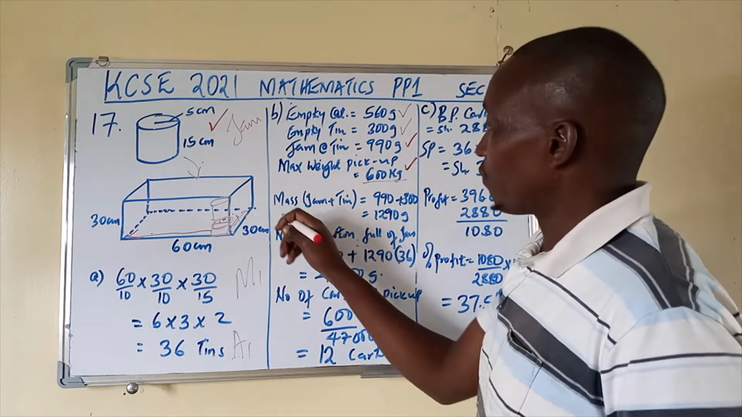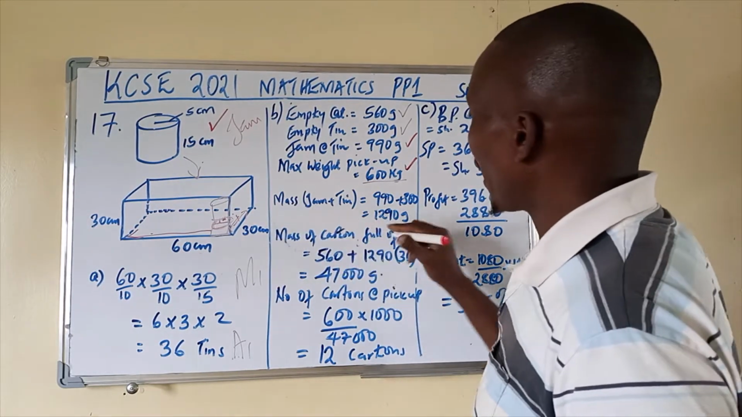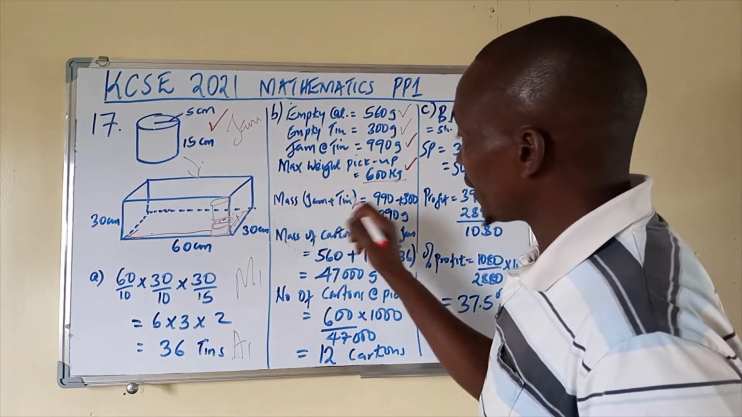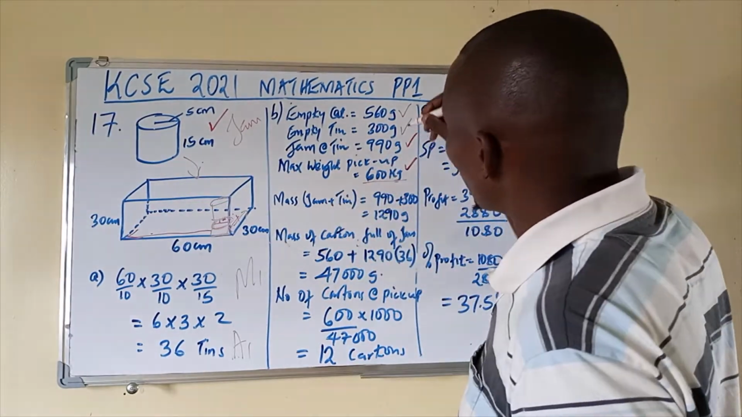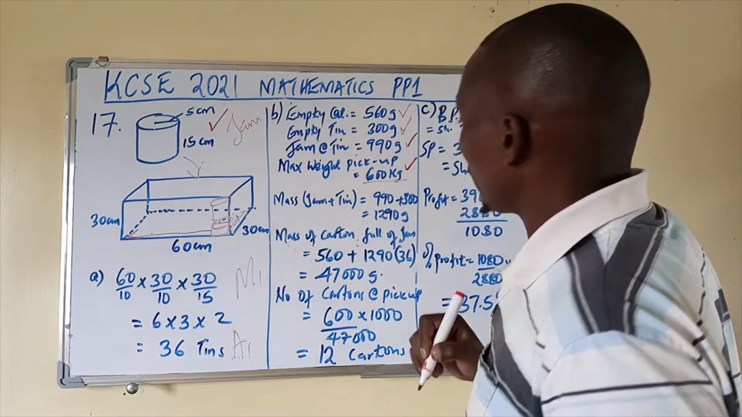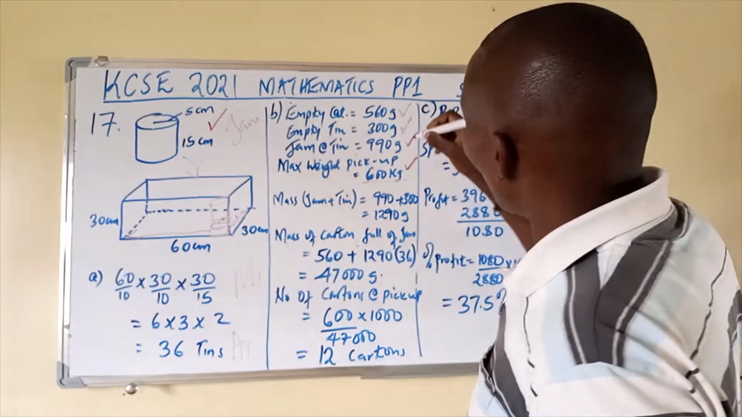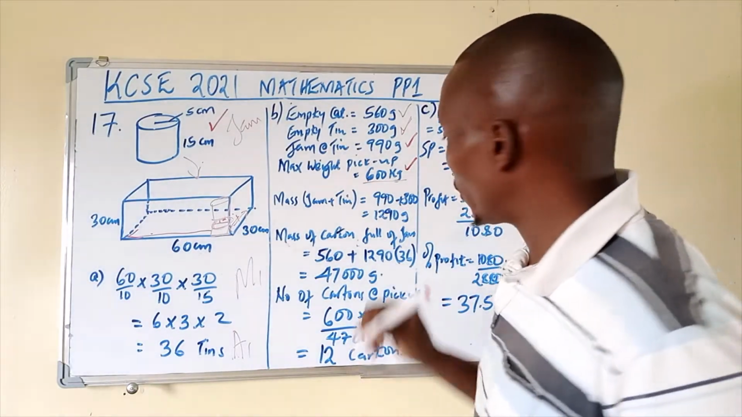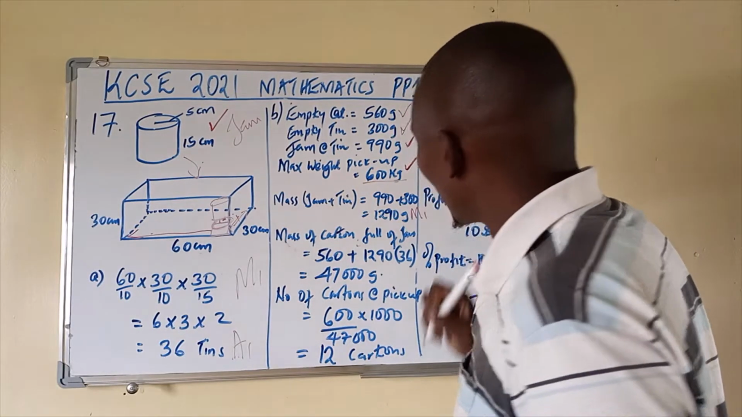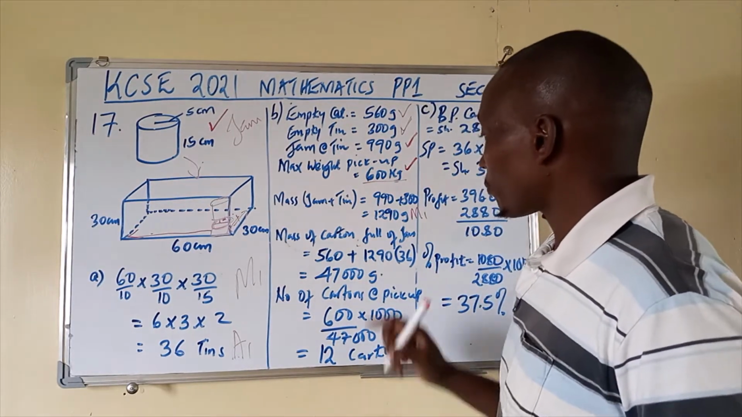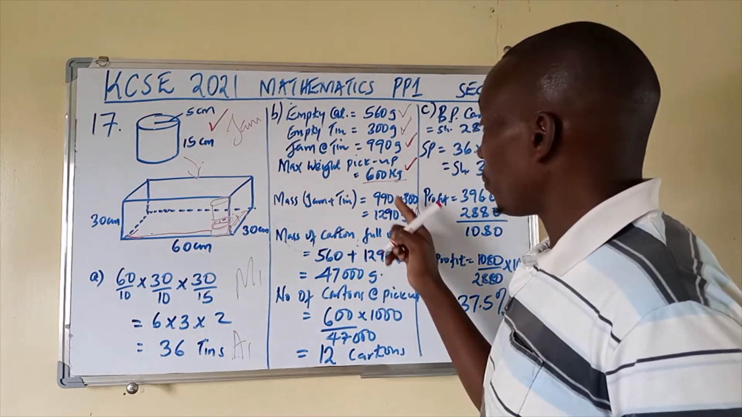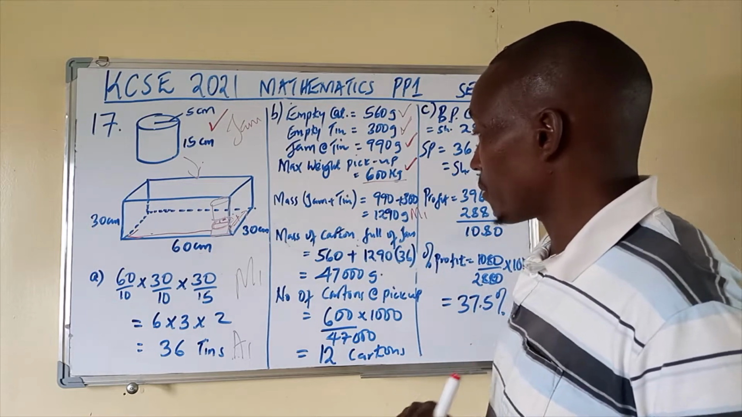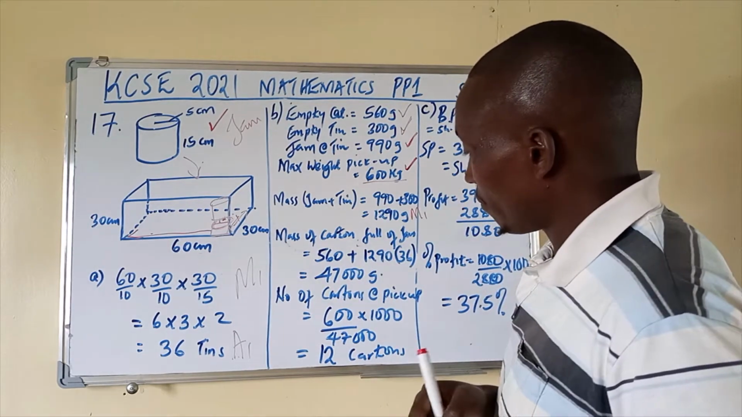So the first thing, the student can work out the mass of an empty tin plus the jam. That is 990 add 300. So that's where the student gets the M1. Otherwise, some students can combine this step and even the second step, but we have broken them down for you.